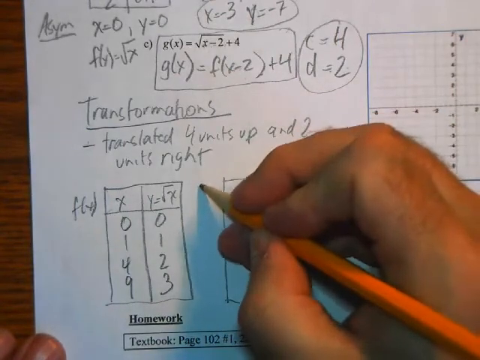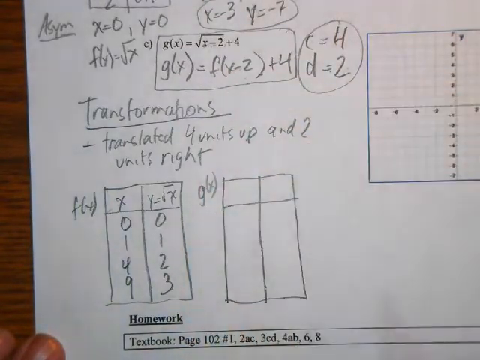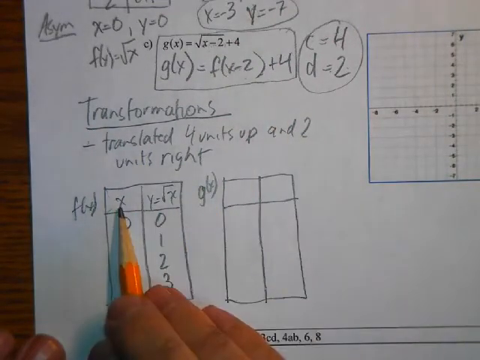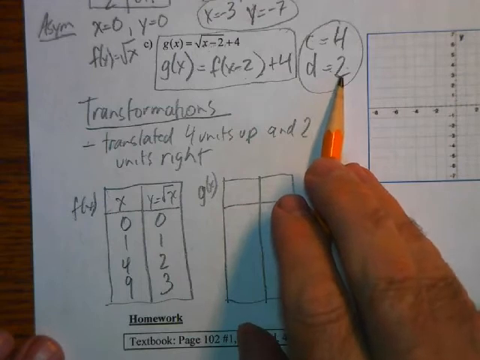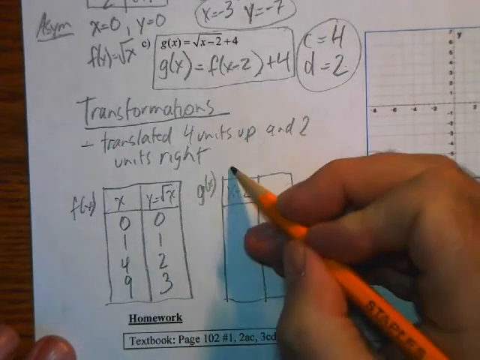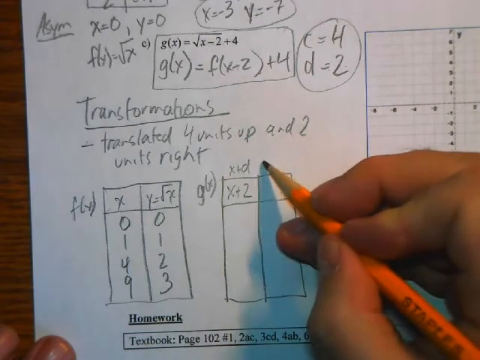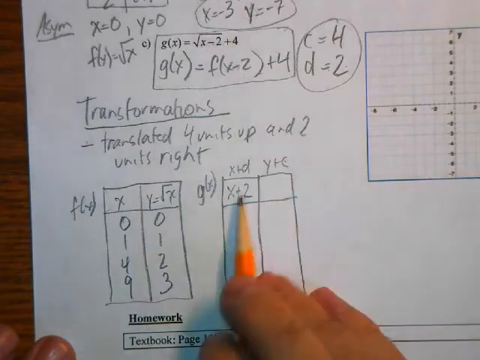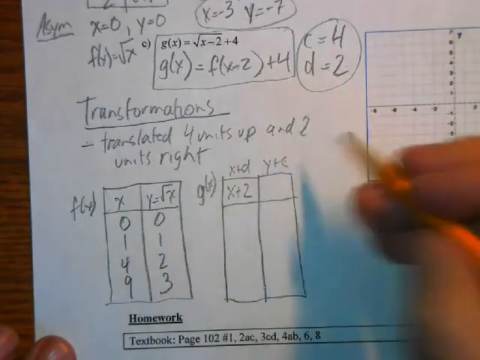So this is g of x now. So what are we doing to our x values? Well, we're going to add the value of d. Our value of d is 2, so this is going to be x plus 2. I'll just put where this comes from: y plus c, x plus d. So y plus c would be y plus 4.